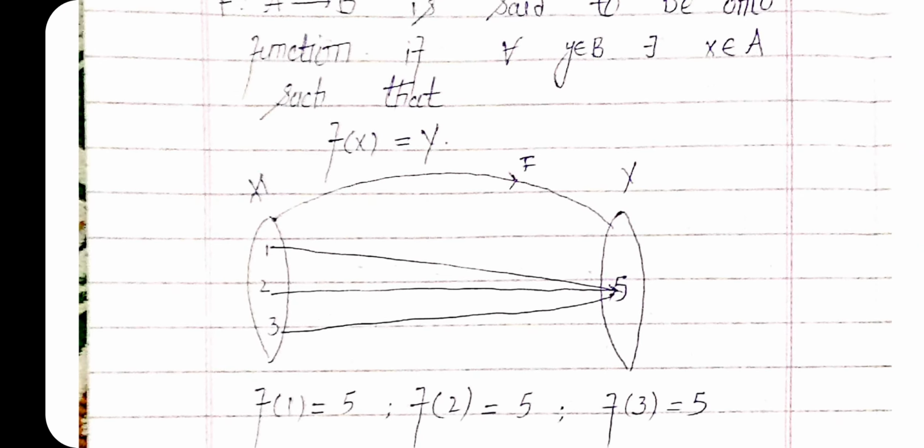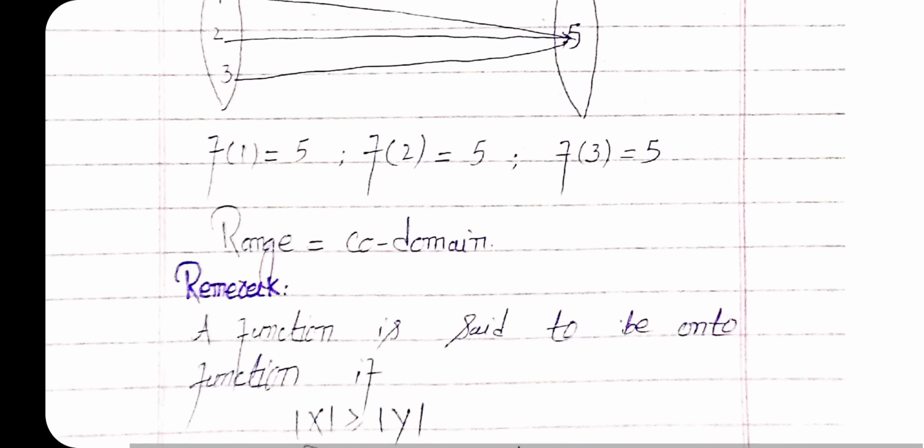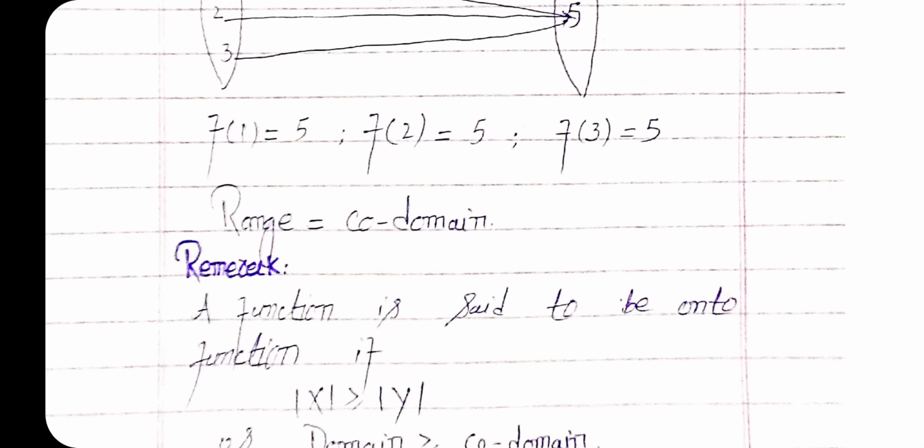Here we have two sets x and y. In the set x we have three elements 1, 2 and 3. In the set y we have only one element, that is 5. It means this is an onto function. The images of all the elements are the same, or in other words we can say that codomain is equal to range. If codomain is equal to range, then the function is onto.